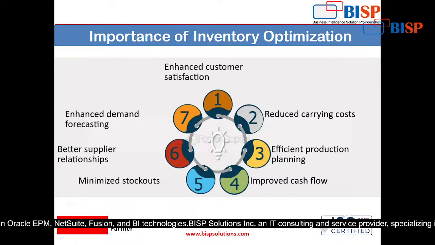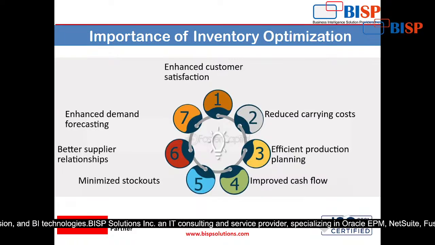Second, reduced carrying cost. Whatever items you purchase in bulk, it will reduce your carrying cost, that means the transportation cost. Efficient production planning, yes, is one factor. Improved cash flow, fine. Minimize the stockouts. Minimize the stockouts means the item is running out of stock, like that. Better supplier relationship, yes, when you are purchasing accurate items and in bulk, you don't need to bother that vendor, that supplier, each and every time.